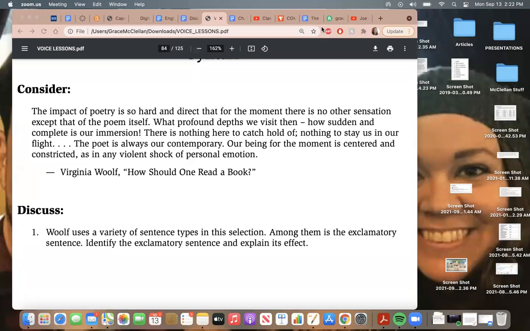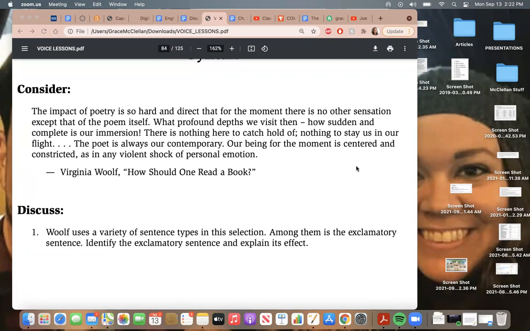First thing, and you can either say it out loud or you can type in the chat. What is the exclamatory sentence in this passage? Which sentence uses an exclamation point? How sudden, yes, thank you, Charlotte. How sudden and complete is our immersion!